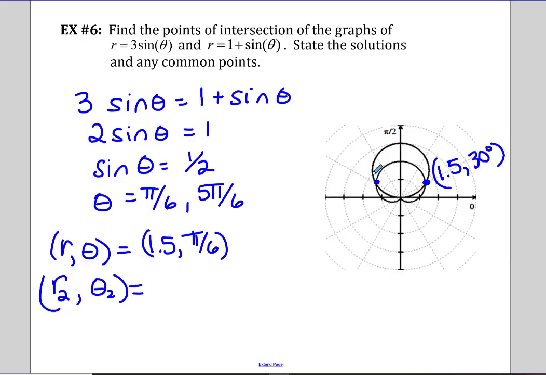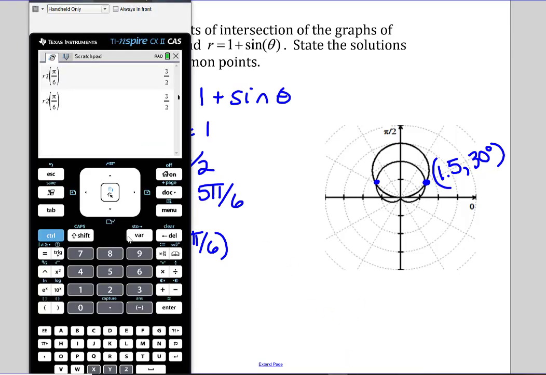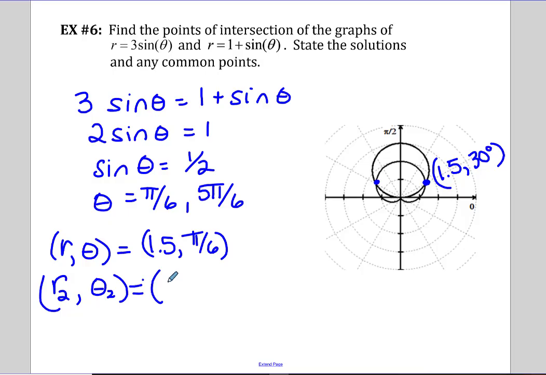And then at 5 pi over 6, we want to do the same thing. So on the first one, at 5 pi over 6, we have 1.5, and the second one needs to be the same if it's a solution. 5 pi over 6, and they are the same. So we have 1.5 for the radius and 5 pi over 6. Those are our solutions.